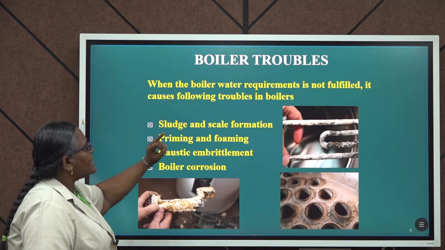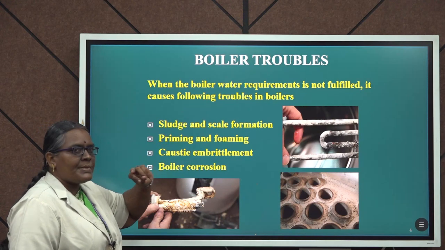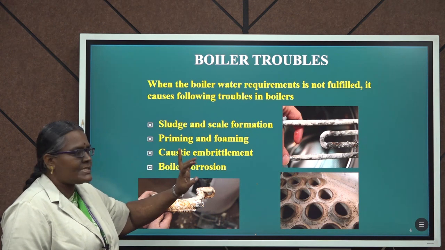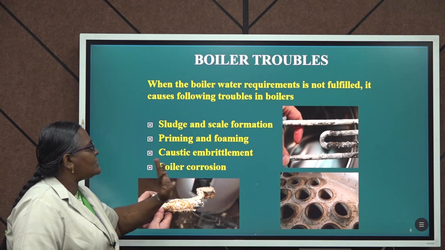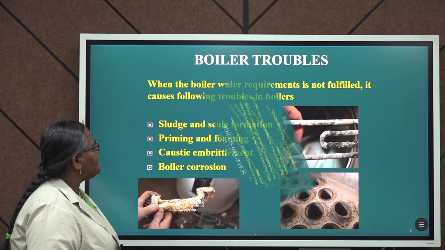Sludge and scale formation is due to the presence of dissolved salts, priming and foaming is due to the presence of oil or grease, caustic embrittlement is due to the alkalinity in water, boiler corrosion is due to dissolved oxygen. So we are going to see elaborately.